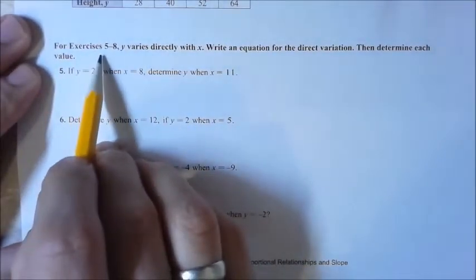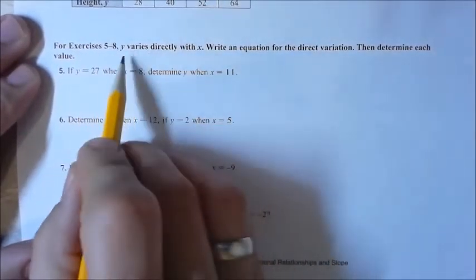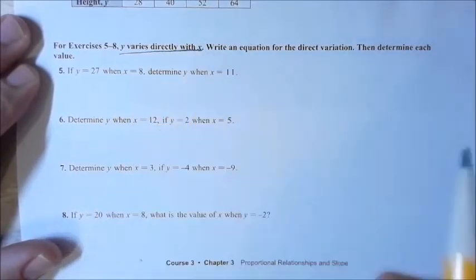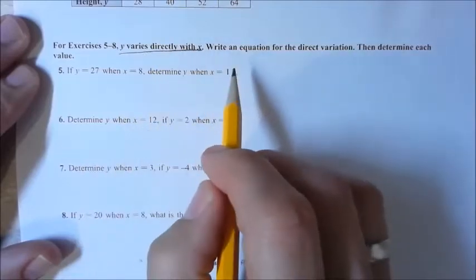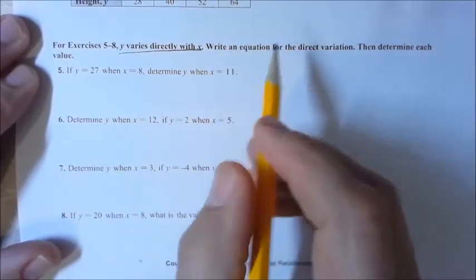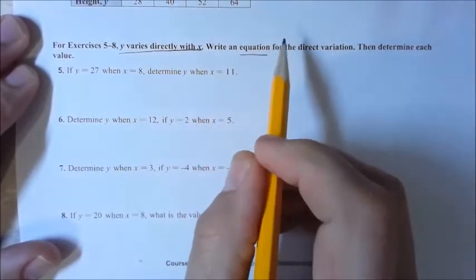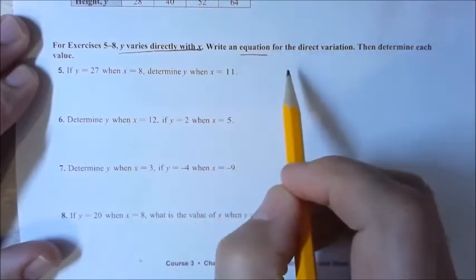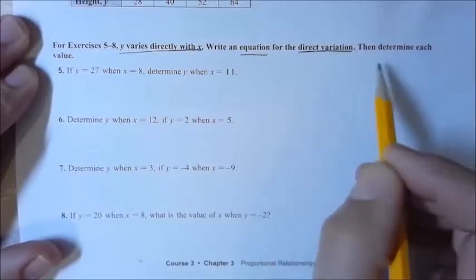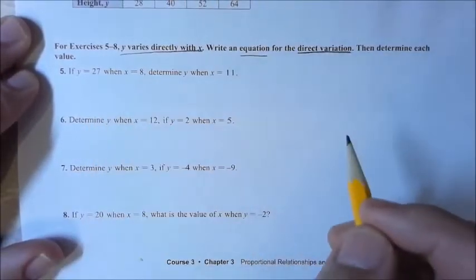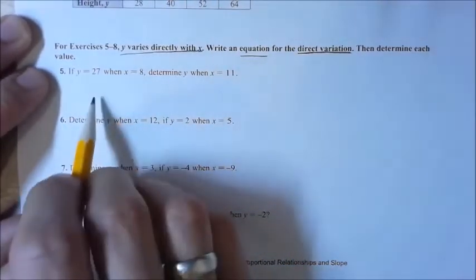This one says for exercises 5 through 8, y varies directly with x. So that means that it is a direct variation problem. Write an equation that's similar to what we did up at the top. I showed you how to write an equation for the direct variation. Then determine each value. Okay, so we need to read these really carefully when we're doing this.